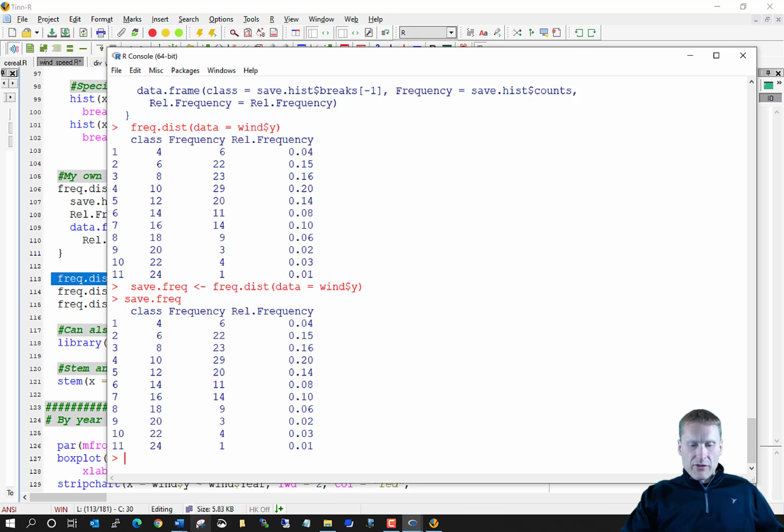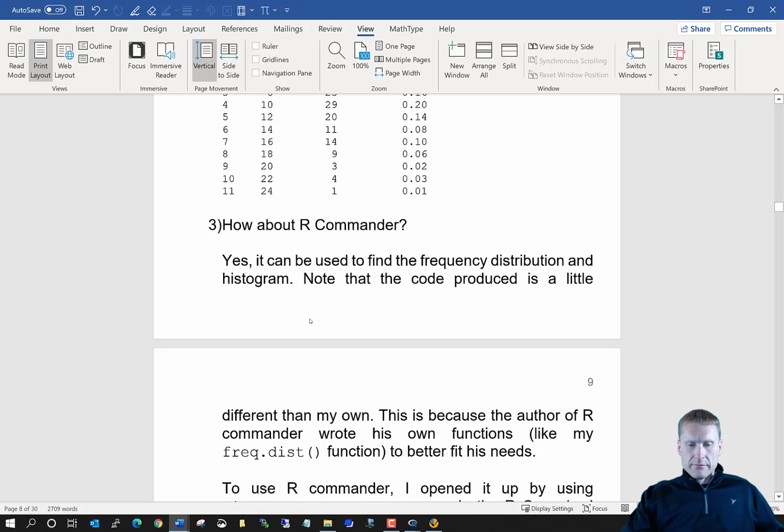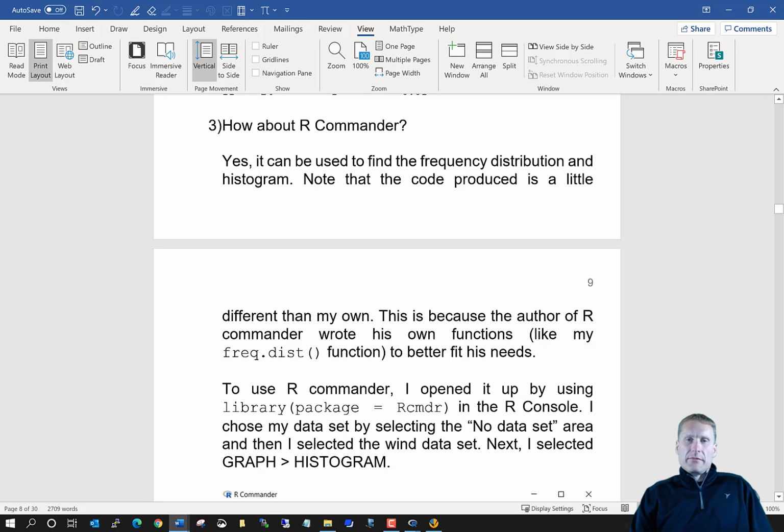So now bottom of page 8. Well, what about R Commander? Again, R Commander is a point and click way of using R. Could you use R Commander to create a histogram or create other plots? Yes. I'm not going to go through the details here, but I do urge you to take a look at the notes here. I give a kind of step-by-step process of how one would go about doing it if one chooses to do so. Okay, so that takes us to the bottom of page 11.